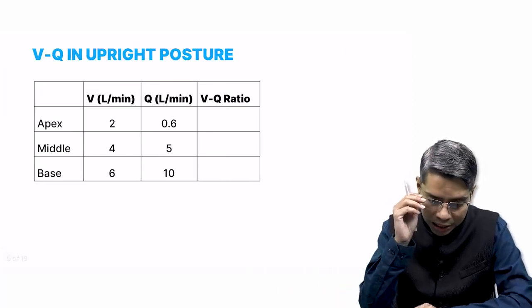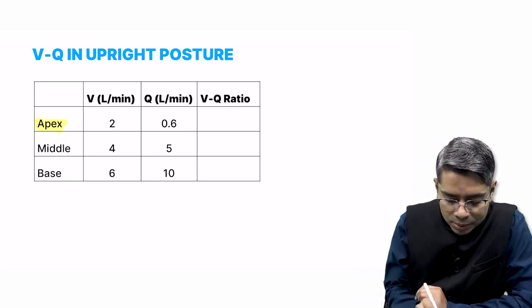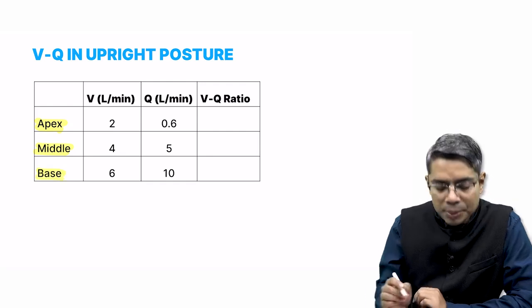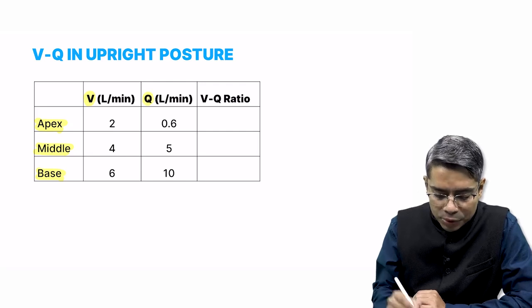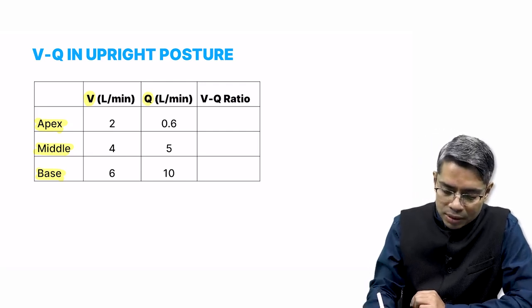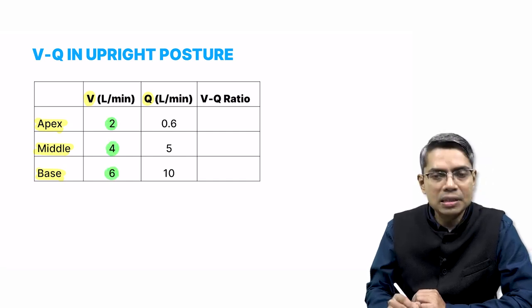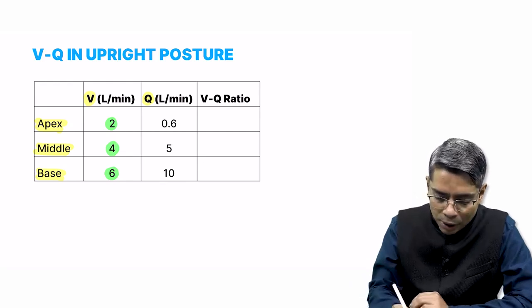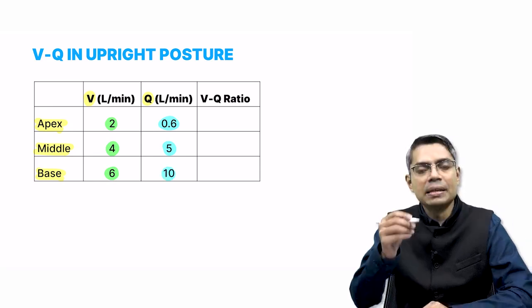To understand this concept, I have put some numbers here in this table. So look here: the apex of the lung, the middle part of the lung and the base of the lung. Here is the ventilation in liter per minute and the perfusion in liter per minute. If you look at these numbers, ventilation is 2 liter, 4 liter, 6 liter in different parts of the lung, and the perfusion is 0.6 liter, 5 liter and 10 liter in different parts of the lung.